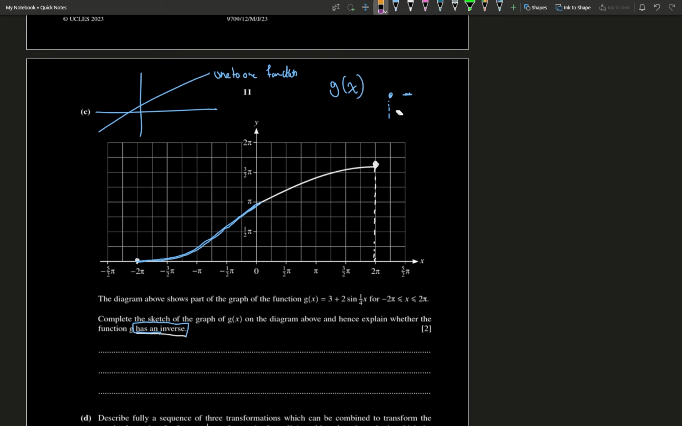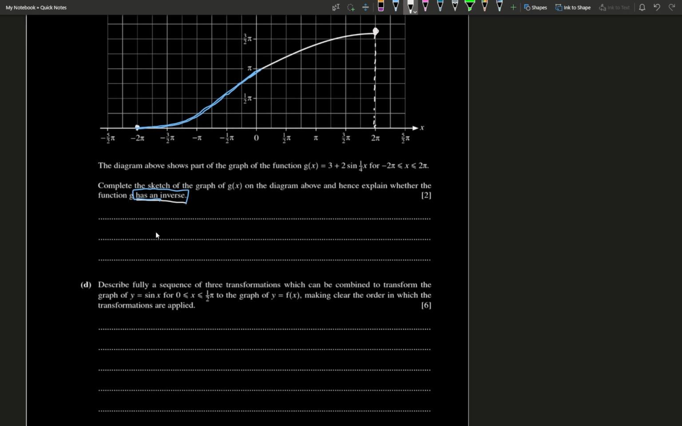Okay, I will just write down below that yes, it can have an inverse because it's a one-to-one function.